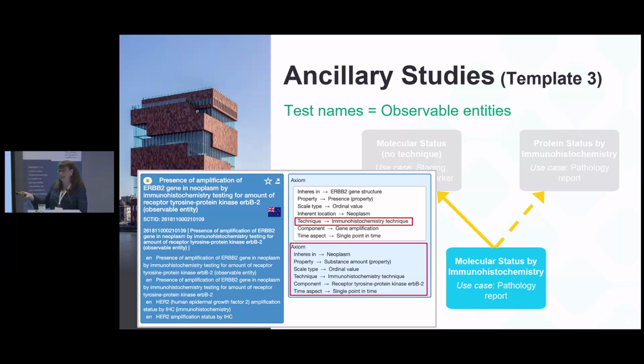And those axioms are all necessarily true, and then the protein observation is also sufficient to define this concept. So we've got two axioms. One of them's sufficient and the other is not. We've got a defined axiom and a primitive axiom.